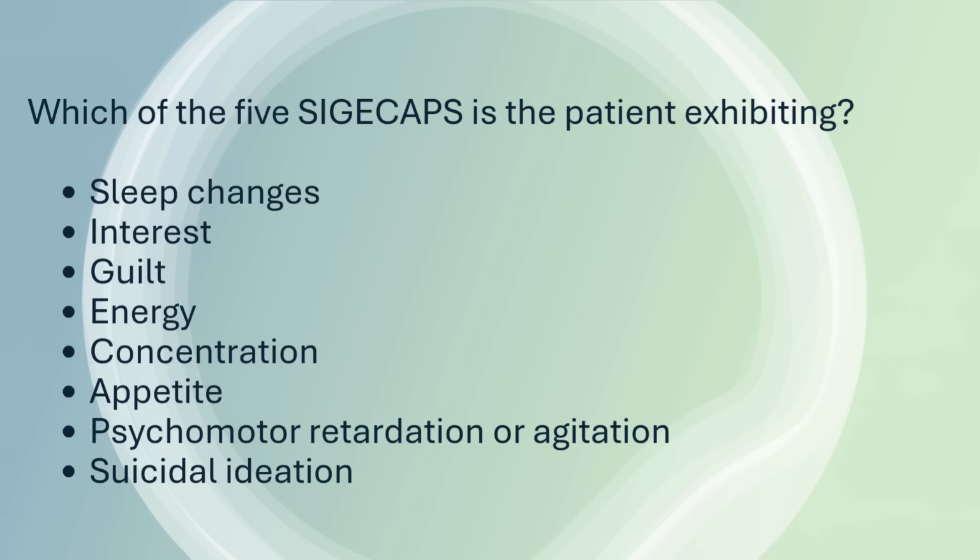Decreased energy and fatigue, that's the E. Energy loss is common in depressive symptoms due to low motivation. Difficulty focusing and completing tasks, C is concentration, decreased ability to think or concentrate. And then the A is for appetite. Loss or weight change is typical. Therefore, the patient demonstrates five of the SIGECAPS components: sleep, interest, energy, concentration, and appetite.